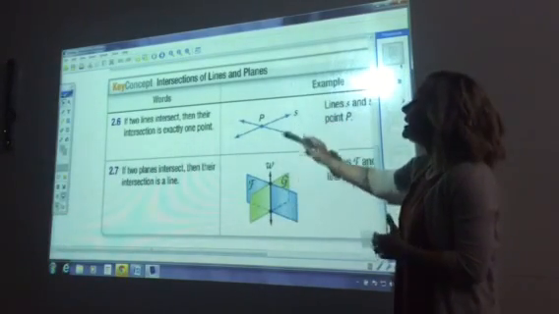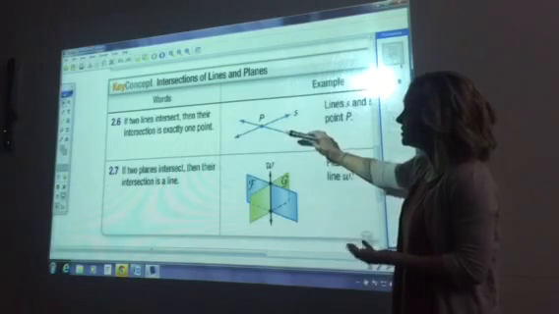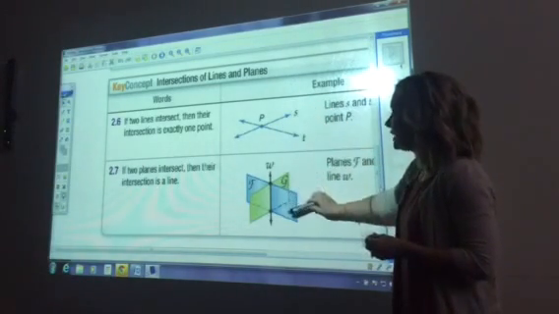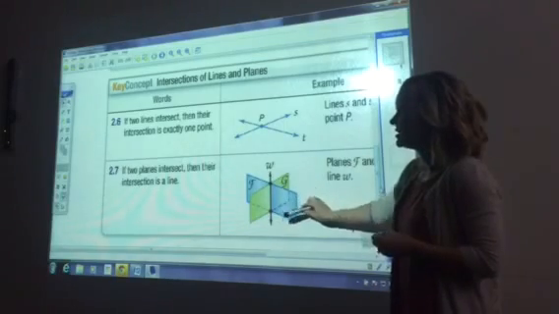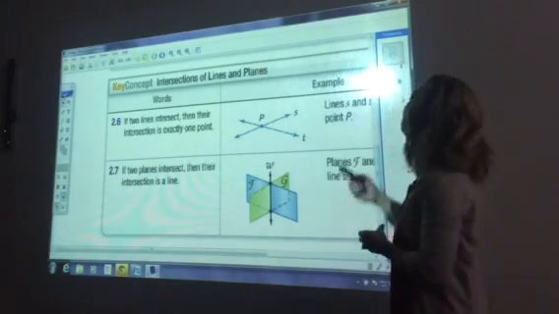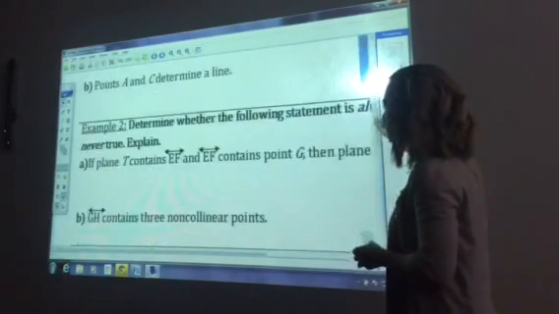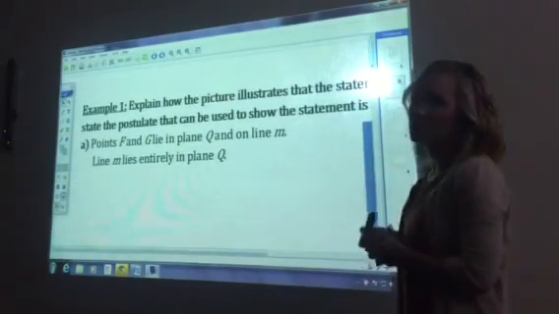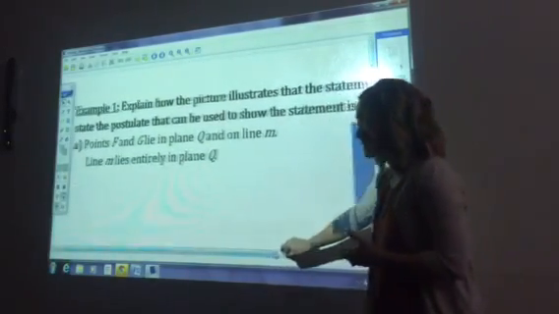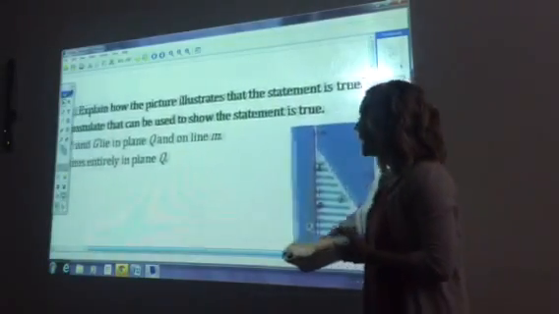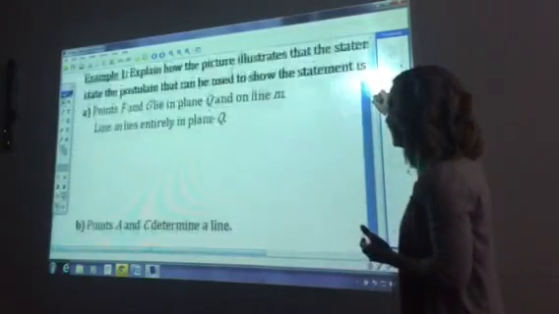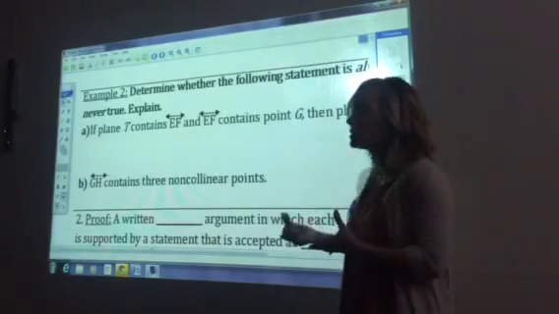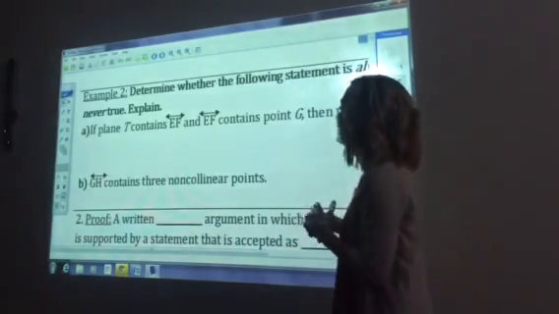planes before. This gives us an exact postulate that says if 2 lines intersect, their intersection is a point. If 2 planes intersect, then their intersection is going to be a line. Okay? The first part of your assignment today is going to give you a picture, and they're going to ask you to state which postulate applies to the given figure. Okay? You're then going to have some that's going to ask you to determine whether it's true or false. And then if it's false or true, you need to explain it by the given postulate.